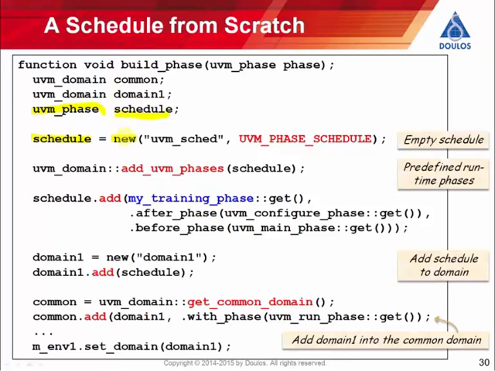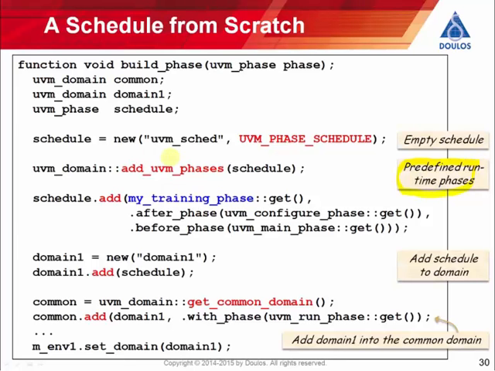And when you create a phase and want it to be used as a schedule, you signal that by passing in the second argument to the constructor, UVM_PHASE_SCHEDULE. And note the name here, UVM_sched. That's important because it turns out that the UVM_sched name is actually built in. I also kind of like the idea of a UVM shed. You got a UVM shed in your garden? There you go.